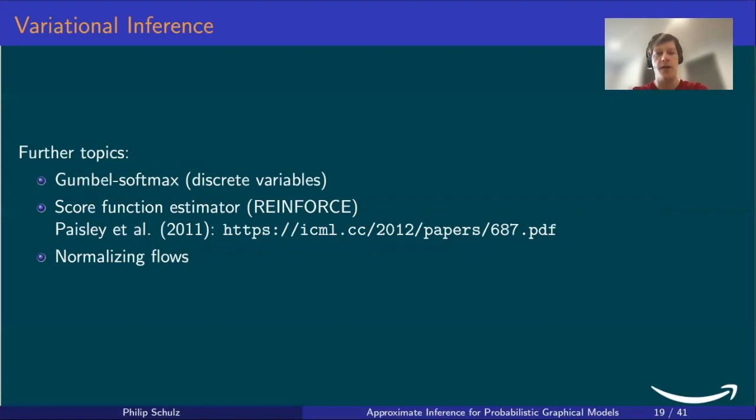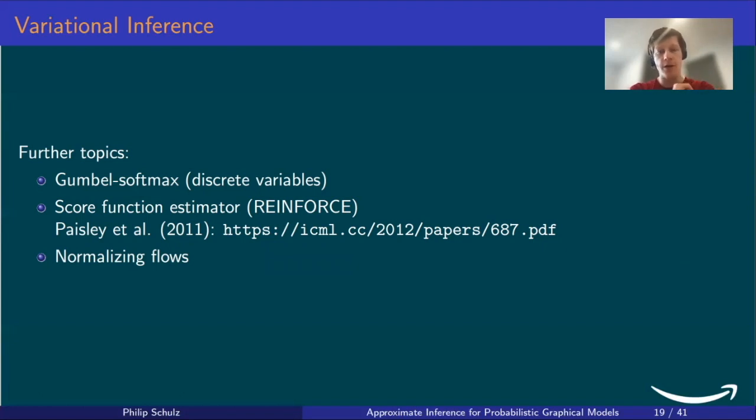Further topics to read up on are the Gumbel softmax. That's being used for discrete variables, right? So far we've only been talking about continuous latent variables, so in particular Gaussians. If you want to use discrete variables, you may want to look at the Gumbel softmax. And there's a whole other way of doing variational inference, where instead of this mapping from one variable to another, you're doing something entirely different. That's called the score function estimator, also known as REINFORCE. And the best paper, in my opinion, to present that idea is Paisley et al. 2011. So that's definitely something worth looking into.